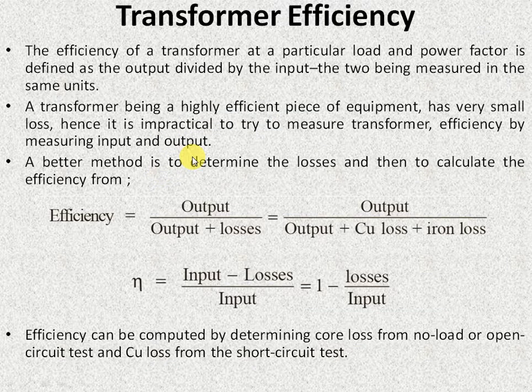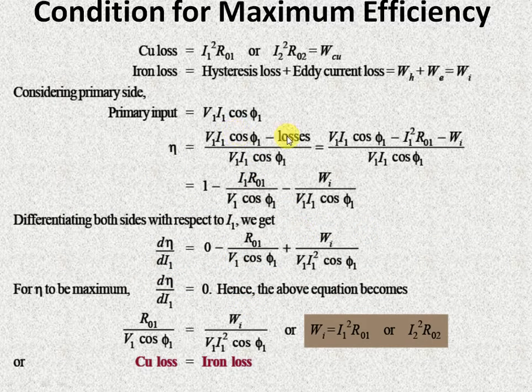From the previous slide, we know that efficiency is equal to input minus losses by input. So the same relation can be used here. Instead of input, we will be writing V1 I1 cos phi 1 minus losses divided by V1 I1 cos phi 1. We will be substituting the values of losses here. Then further simplifying it, we will be getting the relation like this. In order to obtain the condition for the maximum efficiency, you have to differentiate this efficiency term, that is you have to find the first derivative of it and you have to equate it to 0. From there you will be able to obtain the condition for maximum efficiency.